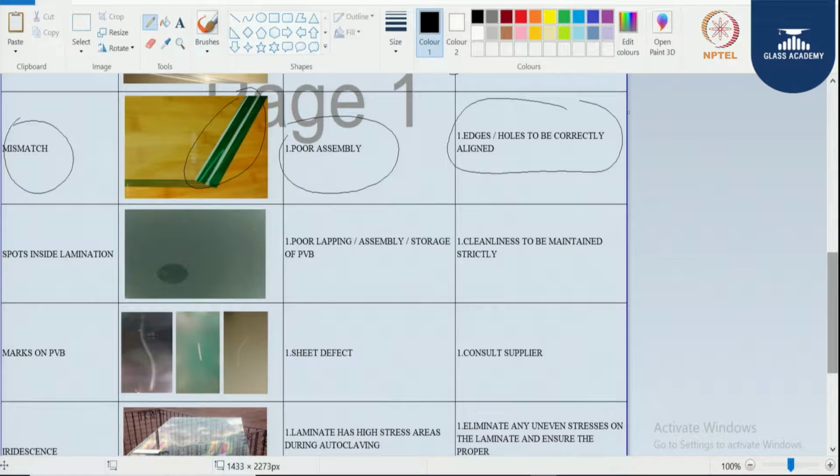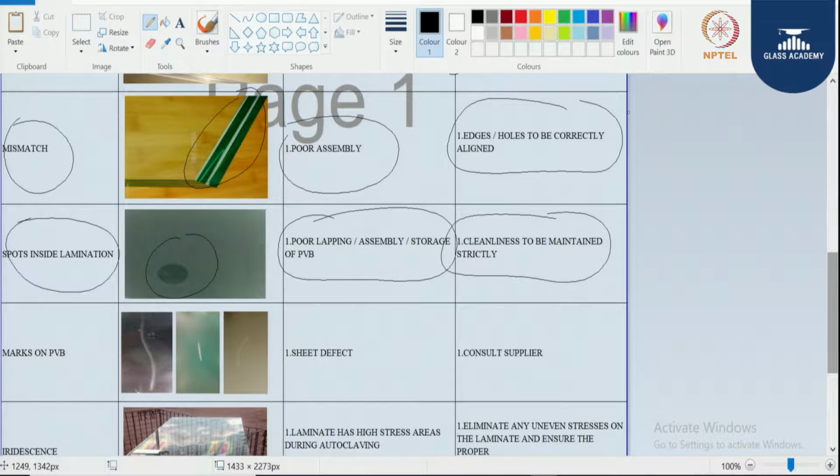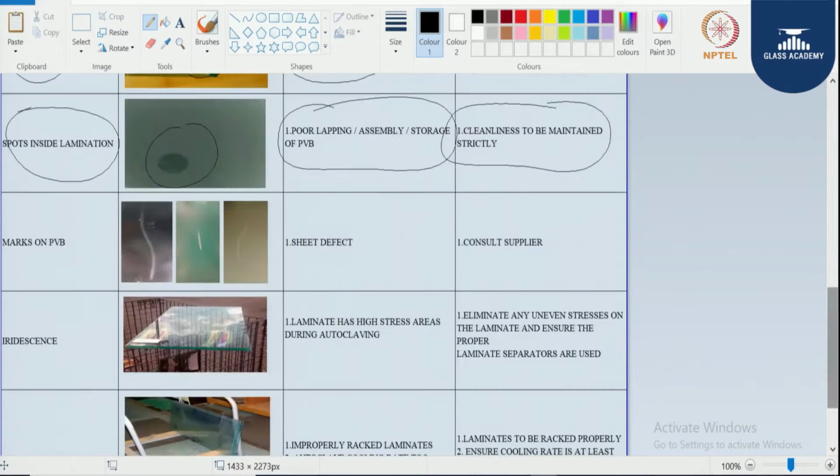The next issue is spots inside lamination. You can see the spot on the lamination. This is because of poor lapping or assembly or storage of the PVB. We can overcome this issue by maintaining cleanliness, and by keeping the layup room clean.